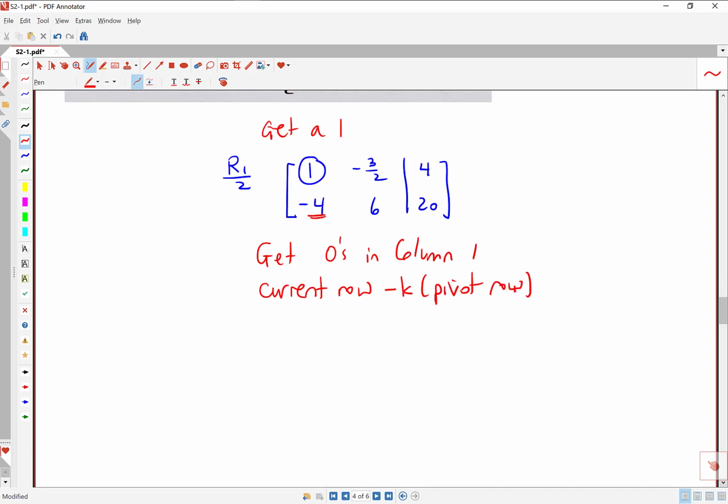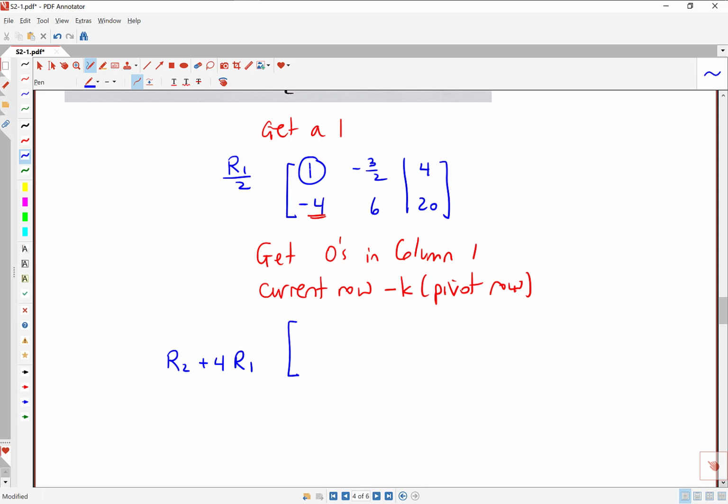And the plus or minus number that you're using is just the sign change of the number that you're trying to eliminate. So sometimes I think of this as current row minus k times the pivot row, where k is the number that we're trying to eliminate. That's another way of thinking about it. So that negative 4 is in row 2. It is a negative 4, so we need to go plus 4 times our pivot row. And that will exactly create a 0 for us.